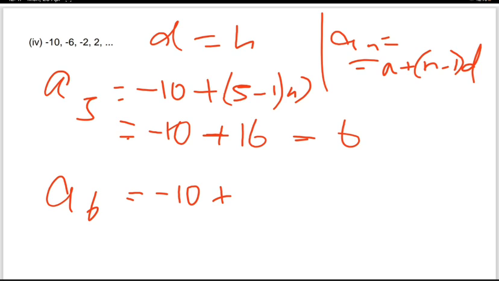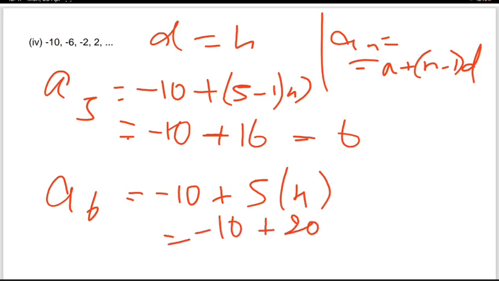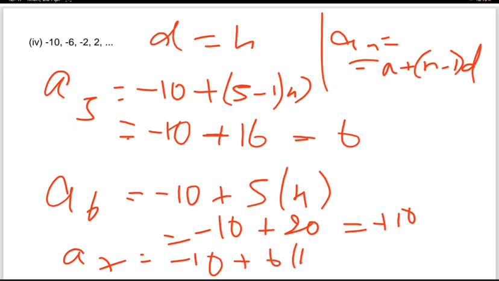So a6 is minus 10 plus 6 minus 1 is 5. 5 into 4. So minus 10 plus 20, so 20 minus 10 is 10. So a7 is minus 10 plus 7 minus 1 is 6. So 6 into 4 is 24. Minus 10 plus 24 is 14.